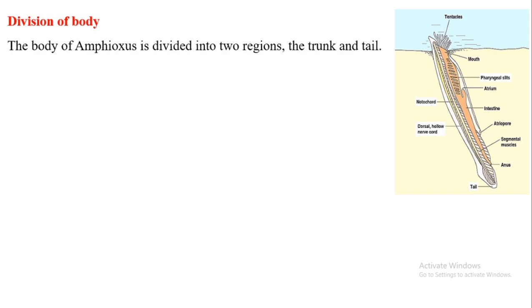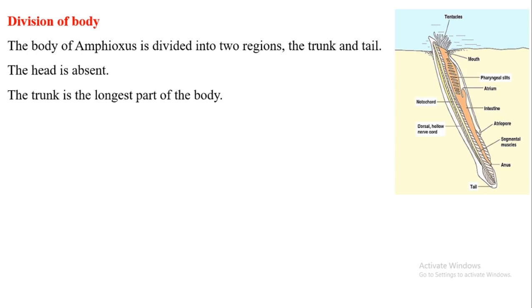Now let us see the division of the body. The Amphioxus body is divided into only two regions, that is trunk and tail. There is no actual structure which resembles a head. The head is absent. The trunk is the longest part of the body, and the tail is only a small part. You can say two-thirds of the body is trunk and only one-third is tail.